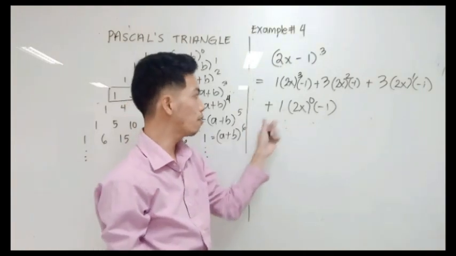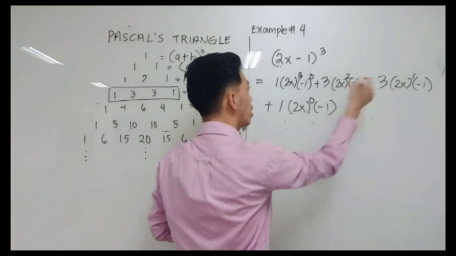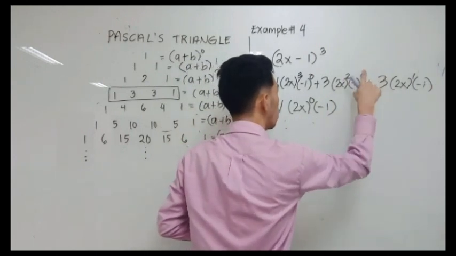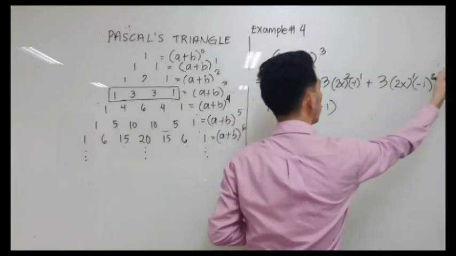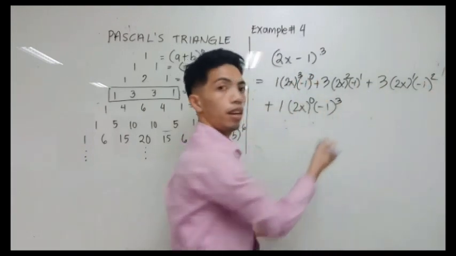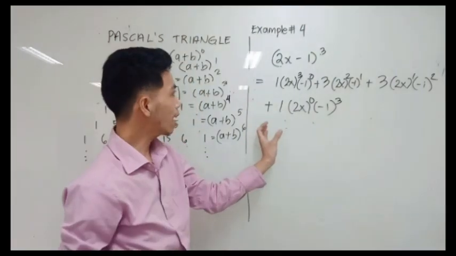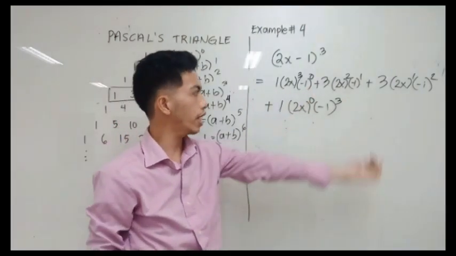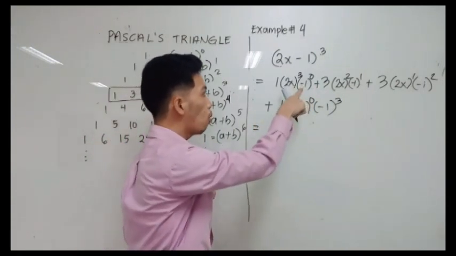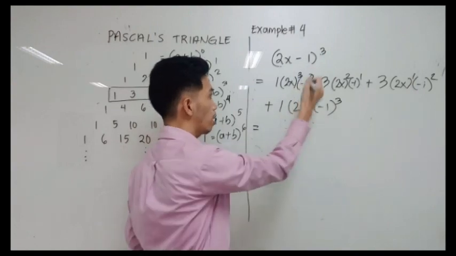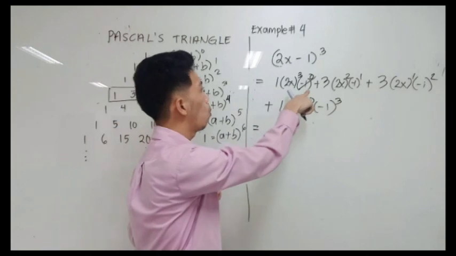Pagdating naman sa second term, magsisimula siya sa 0, pataas. So, negative 1 raised to 0, negative 1 raised to 1. Okay, raised to 1. This raised to 1, this raised to 2, this raised to 3. Okay? Next na gagawin natin is to simplify each term. So you have negative 1 raised to 0 is 1. So cancel na siya kasi kahit ano number na i-raise mo sa 0 is 1.